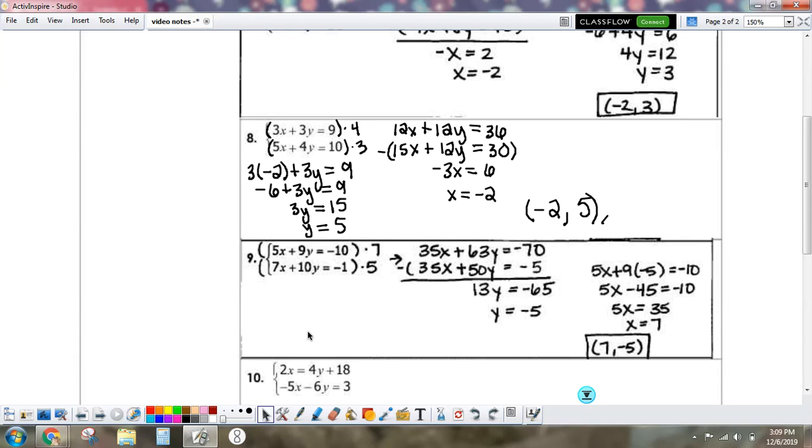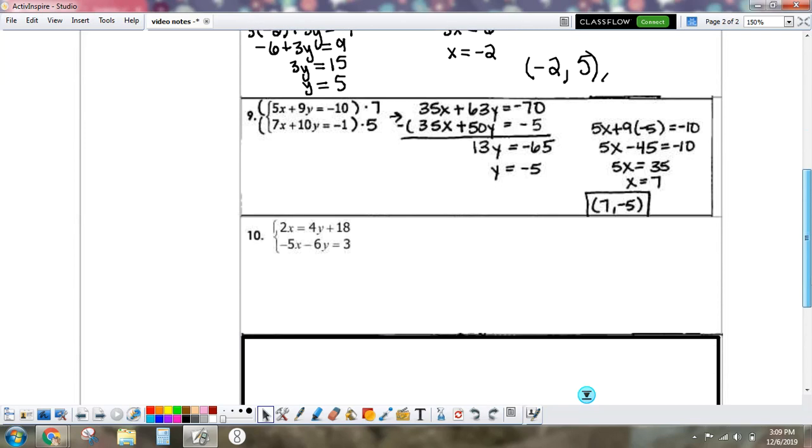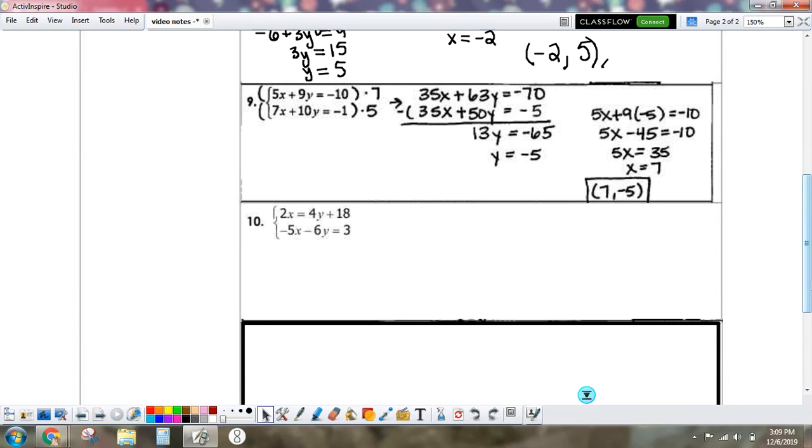Okay, so if you're using the x's, you're multiplying the top by 7 and the bottom by 5 to eliminate the x's to get 35. When you simplify it, you should end up with 7, negative 5 as your answer. So we're going to try number 10. And number 10 is similar. So let's go ahead and just look at number 10.